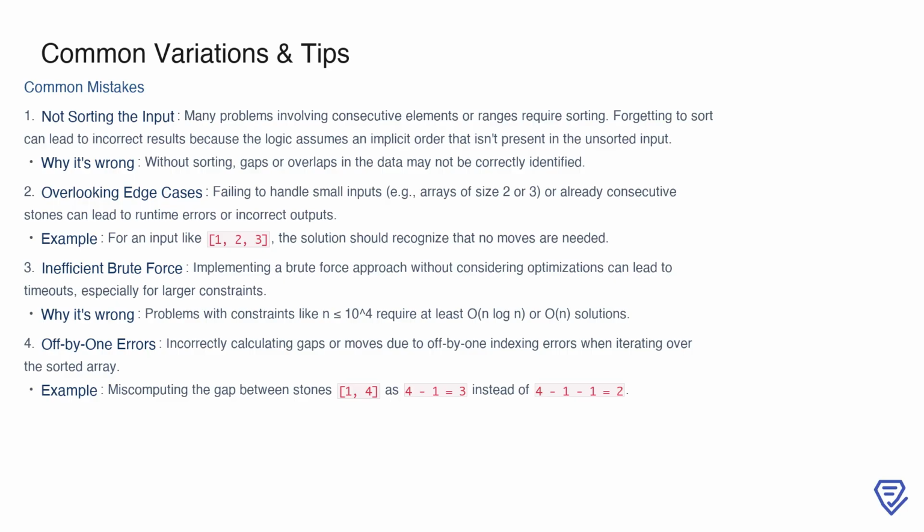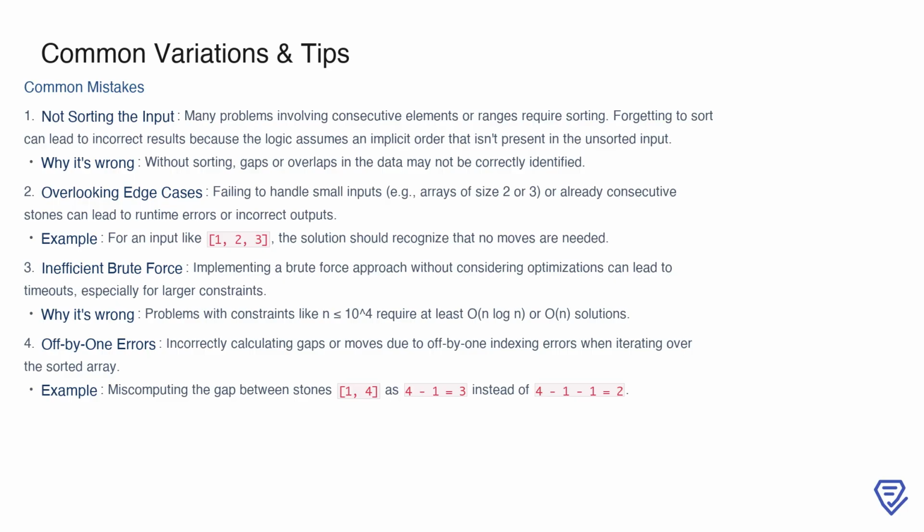For example, if stones are given as 4, 1, 7, and you don't sort them, calculations for gaps between stones will be meaningless. Next, edge cases are often overlooked. Arrays with only 2 or 3 elements, or inputs where the stones are already consecutive, need special attention. For instance, if the input is 1, 2, 3, the solution should immediately recognize that no moves are required.